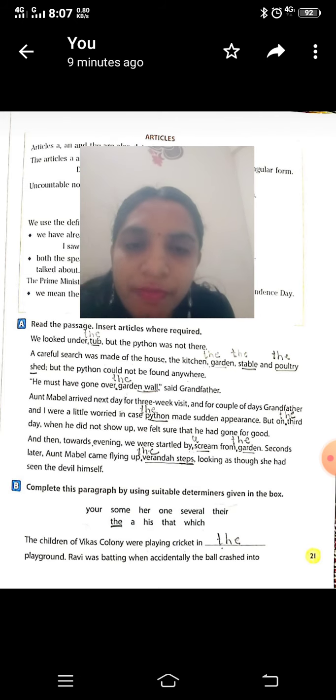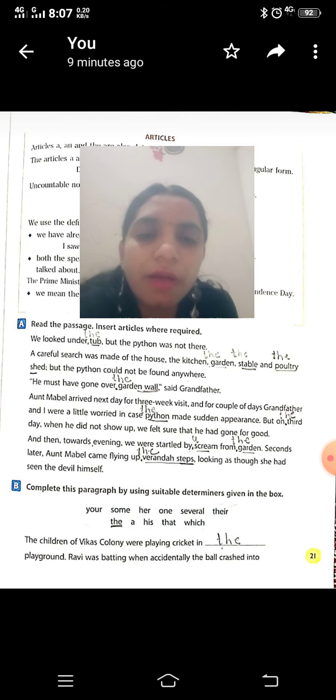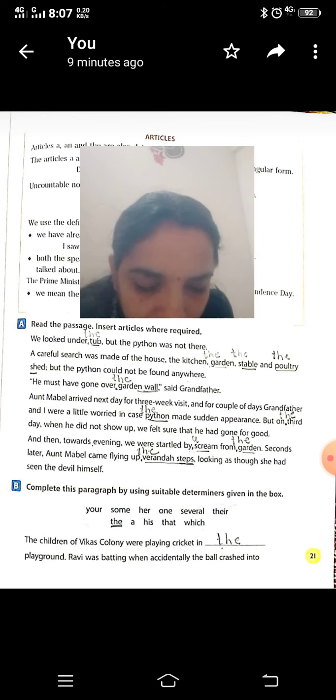Then we have exercise B. Complete this paragraph by using the suitable determiners given in the box. Here it is compulsory to use the determiners given in the box. Choose from that and write it down. So let's see.